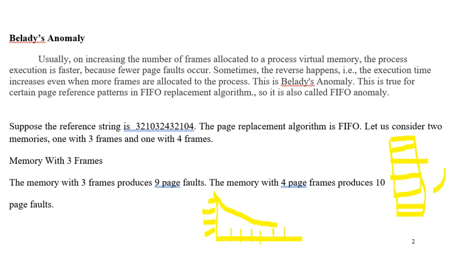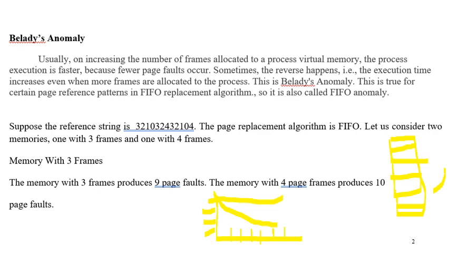But this is the normal behavior. Sometimes there will be some unusual behavior. Even though we increase the number of frames here, the page faults will increase. The number of page faults increases more and more each time. This unusual behavior is called Belady's anomaly. So Belady's anomaly is a phenomenon of increasing the number of page faults on increasing the number of frames in the main memory.